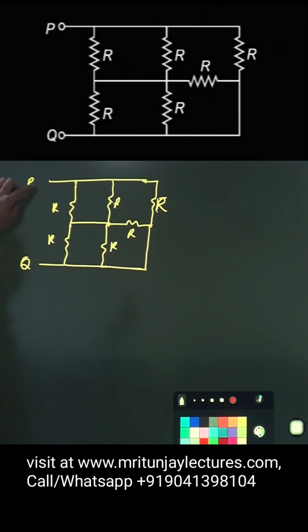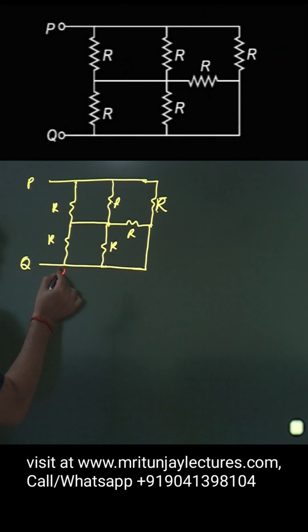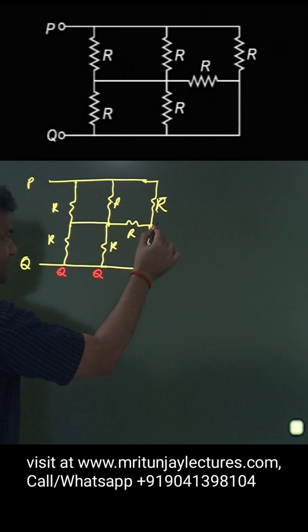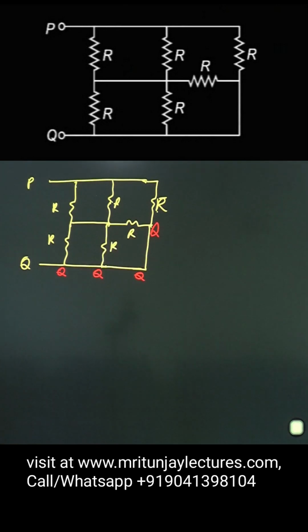Determine the equivalent resistance between P and Q. So how can it be determined? First of all, if you see the circuit, that point and that point are at the same potential, and if this one is Q, then it is also Q, and so are these. Clear or not?